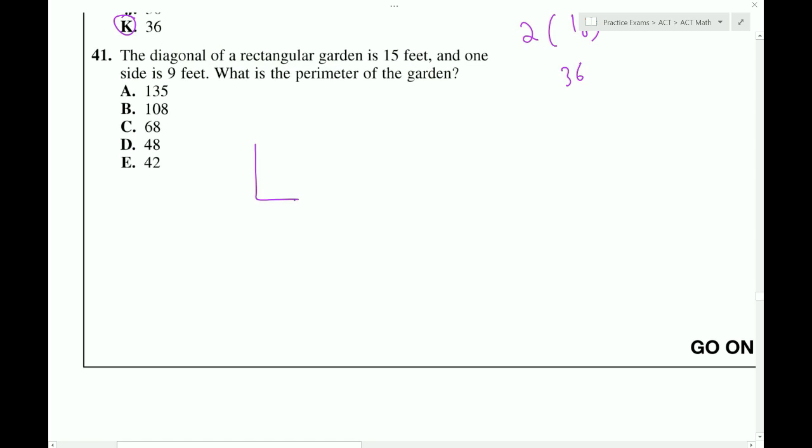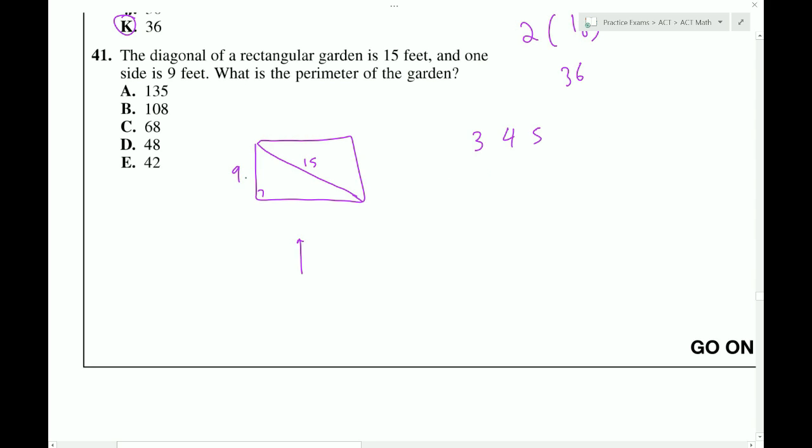The diagonal of a rectangular garden is 15 feet, and one side is 9 feet. What is the perimeter? The first thing I would want to do is find this bottom side here, and I could use Pythagorean theorem. But before I do, I always like to check to see if there's a special right triangle, in other words, a Pythagorean triple. My first one to check is 3, 4, 5, and then I could check any multiple of that.